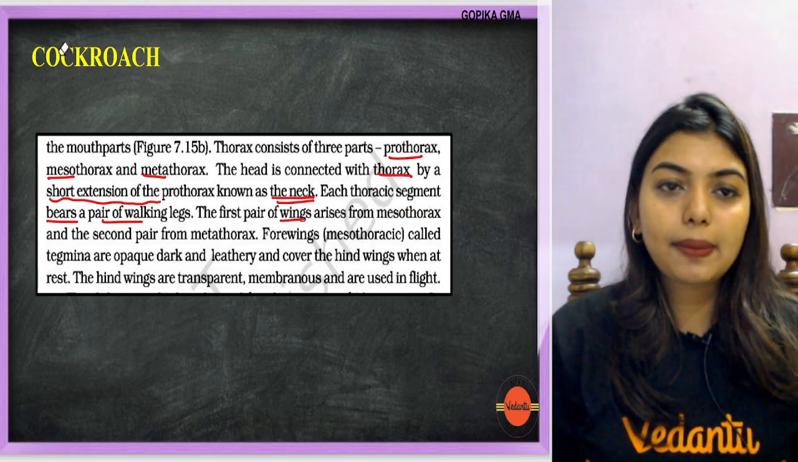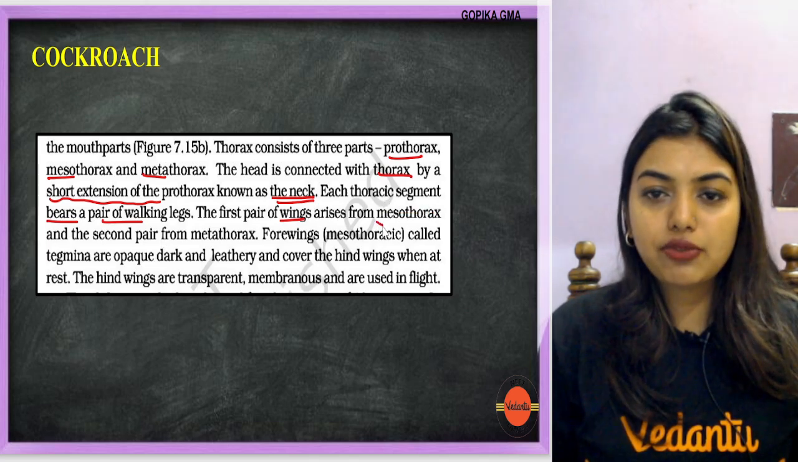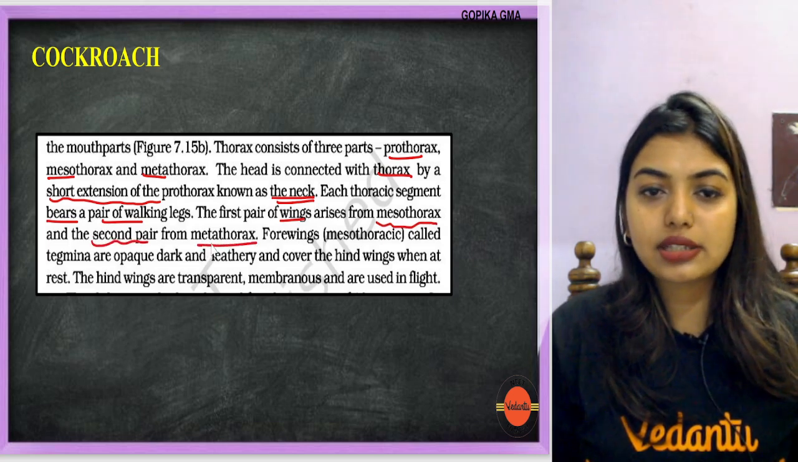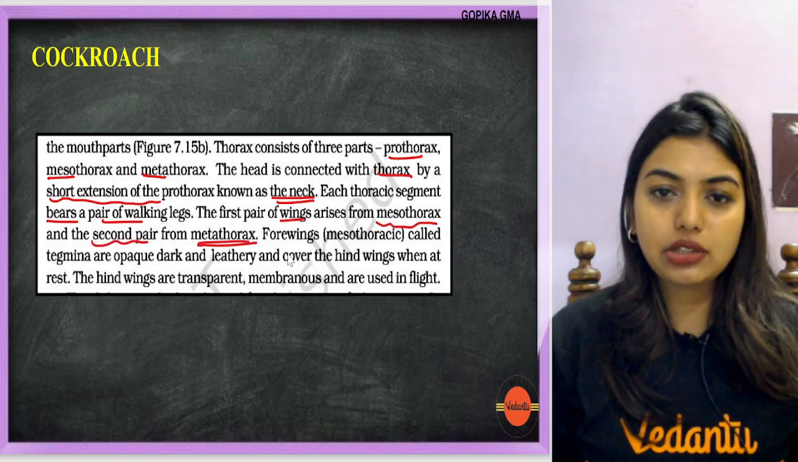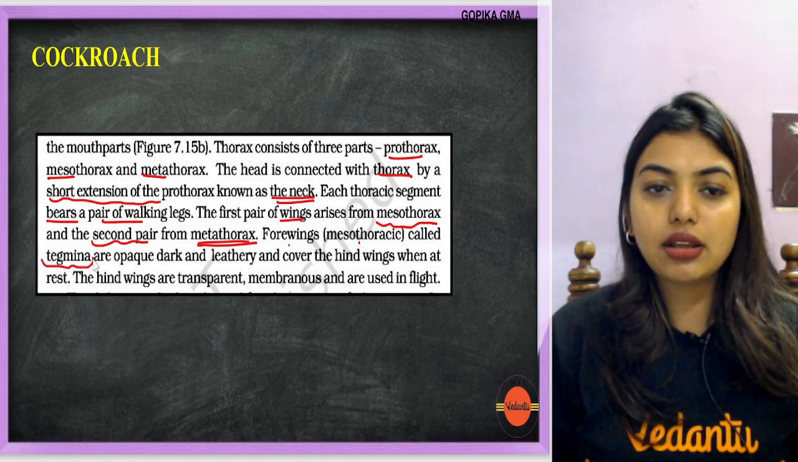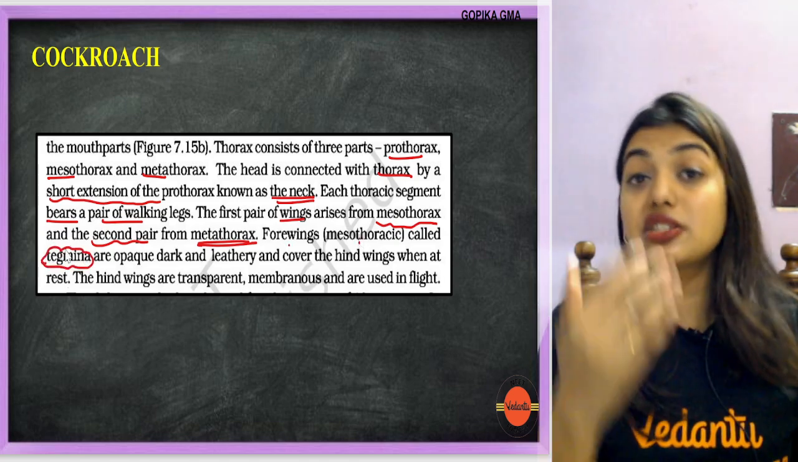Scratched it up. The first pair of wings arises from the mesothorax, and the second pair from the metathorax. The forewings, that is the mesothoracic ones, are called tegmina. Tegmina, very important. The first wing is the forewing.